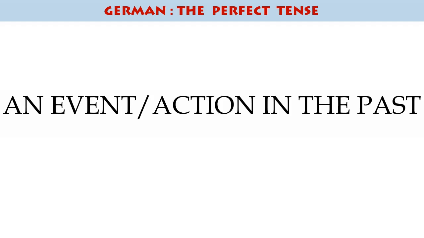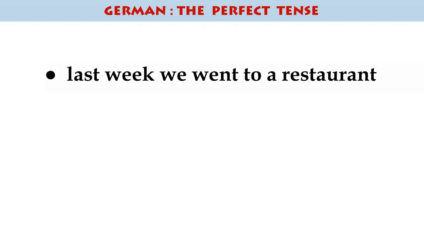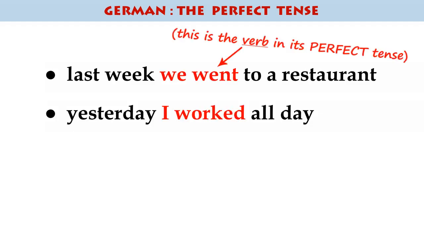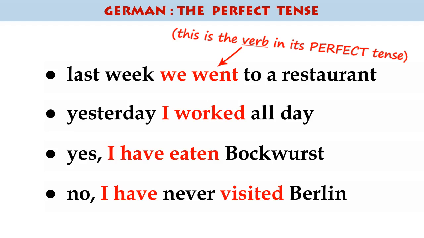We use the German perfect tense to describe things that we did last week or things that have happened at a time in the past. For example, last week we went to a restaurant, something like that. Yesterday I worked all day, or even general questions such as, yes, I have eaten German Bockwurst, for example. No, I have never visited Berlin. So you can obviously have it in the negative as well.